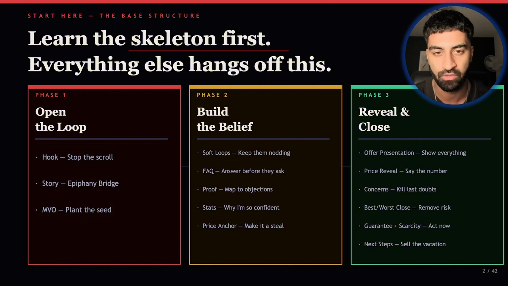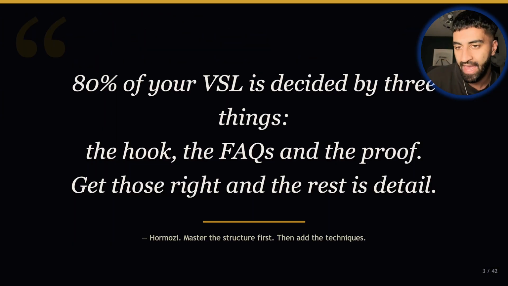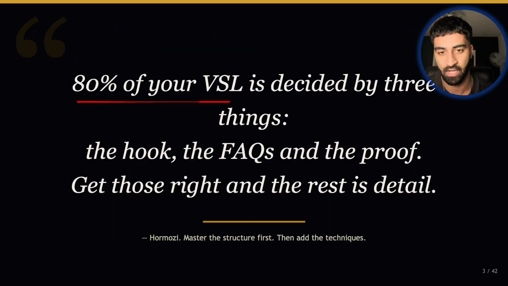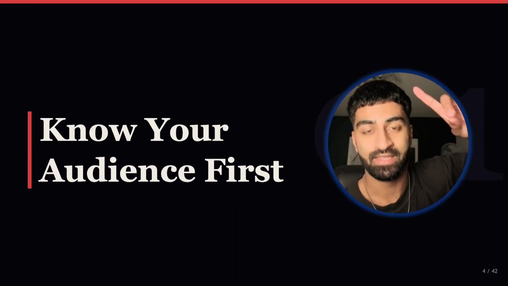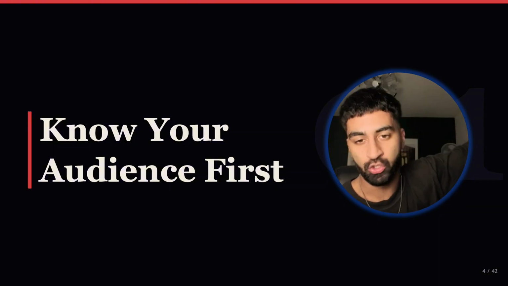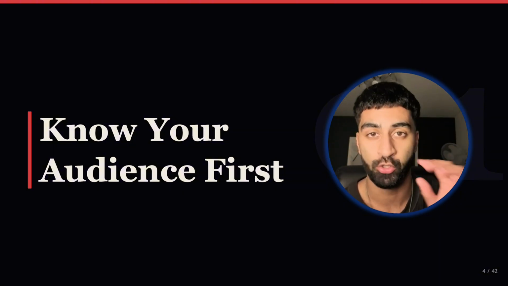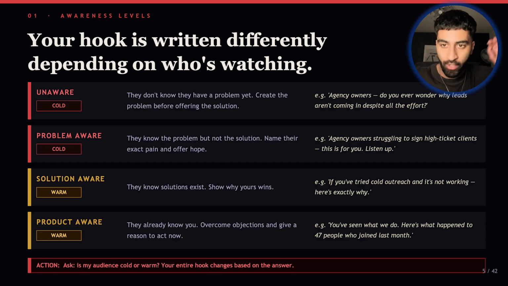That's a little skeleton right there. So this is a quote from Hormozi, right? 80% of your VSL is decided by 3 things: the hook, the FAQs, and the proof. Get those right and the rest is detail. So first thing, before we even record or do anything, select which of these 4 your audience fits into. All right, so your hook is written differently depending on who's watching.